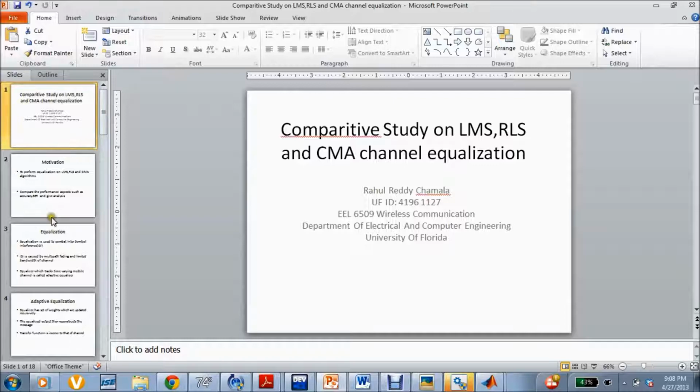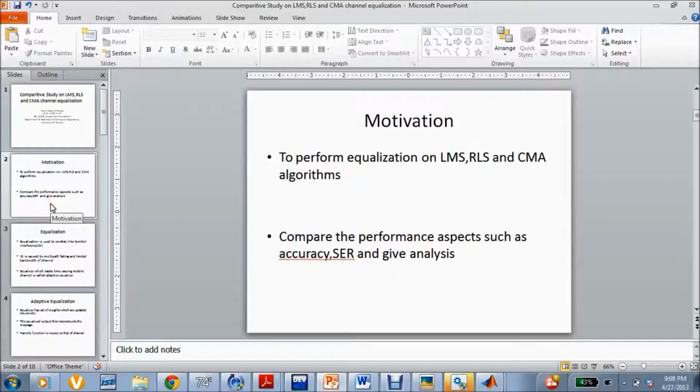So, I would like to tell my objectives. The main aim of my project is to perform equalization using three algorithms, namely LMS, RLS, and CMA. I have implemented and simulated these models in MATLAB and have compared performance aspects such as convergence and signal error rate, and I have given a detailed analysis of the three algorithms.